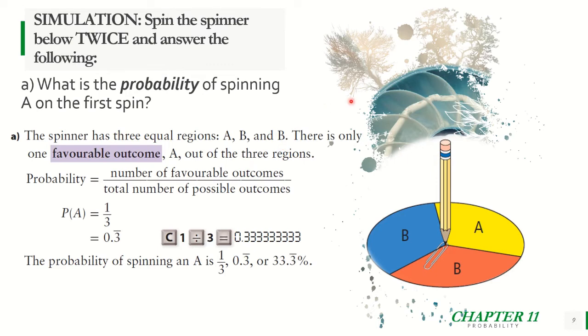Okay, so we're going to look at another example, another simulation here. See the spinner with the pencil and the paperclip? We're going to spin that spinner twice. So two different experiments on the same spinner. Okay, so question A says, what is the probability of spinning an A on the first spin? So right now we're just going to look at the first spin. We're not even worried about that second one. Okay, so the spinner has three equal parts.